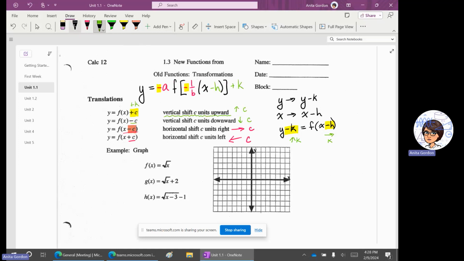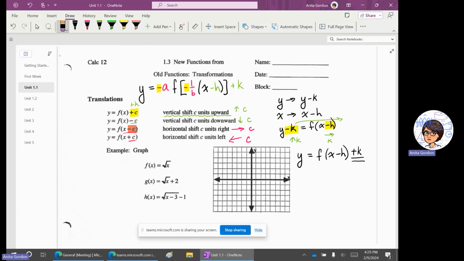But because we write our functions in y equals form, to get this k over to the other side, I have to add k to both sides. So I can't change what's happening to my x, but I can move the k over here. And because of that sign change, whatever we see in the k place is the shift that we see. So if it ends up being positive, we're moving up. And if it ends up being negative, we're moving down.